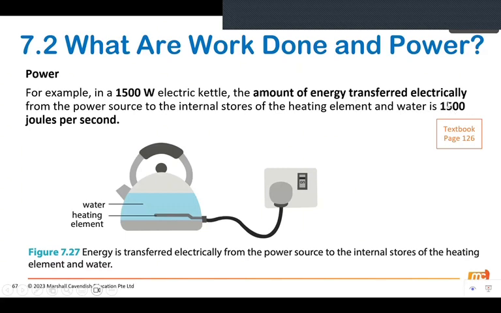1,500 joules of electrical energy into internal energy to heat up this water. So the amount of energy transferred electrically from the power source to the internal stores of the heating element and the water will be 1,500 joules in 1 second. So that's what the 1,500 watt means.